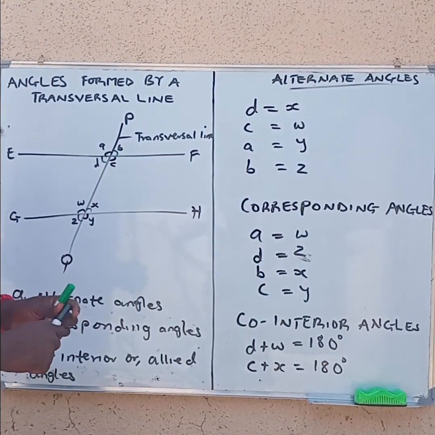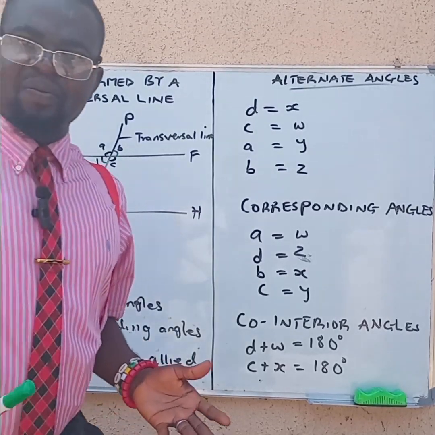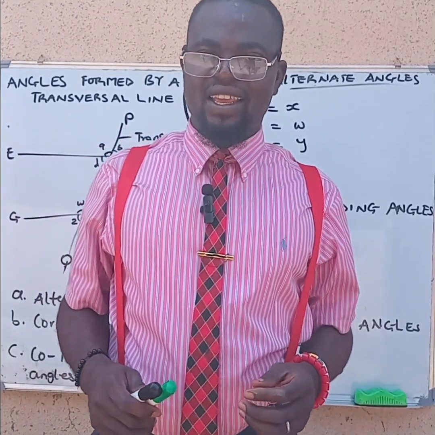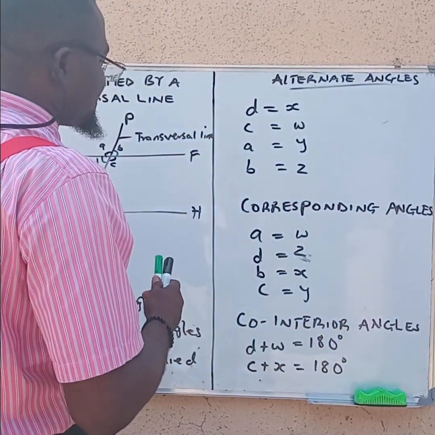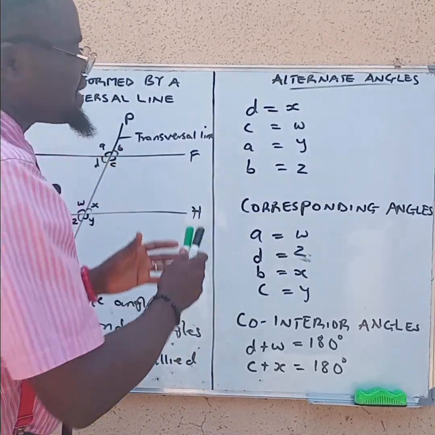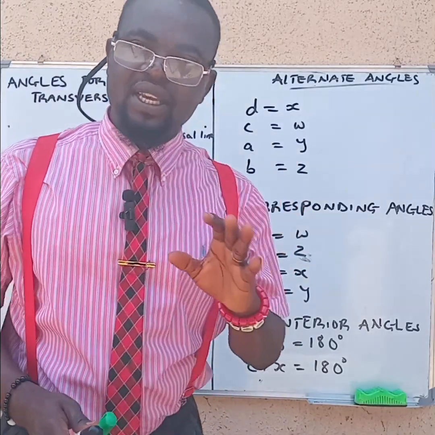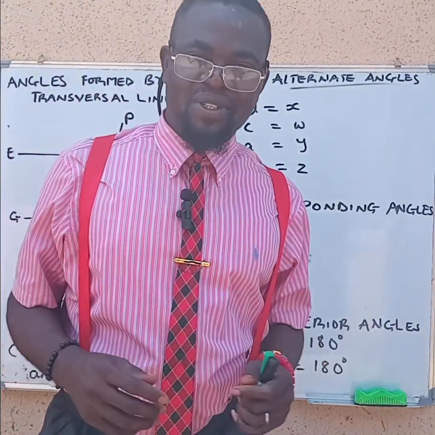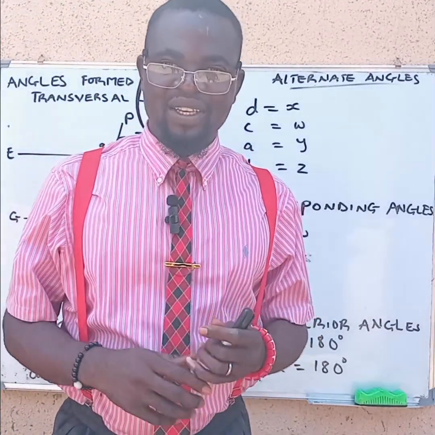180 degrees. And at this point, I'm telling you that you are done with the transversal line and the angles it forms. A transversal line forms 8 angles, and we have seen them. In mathematics, you are going to enjoy the transversal line. Trust me, you will enjoy it.